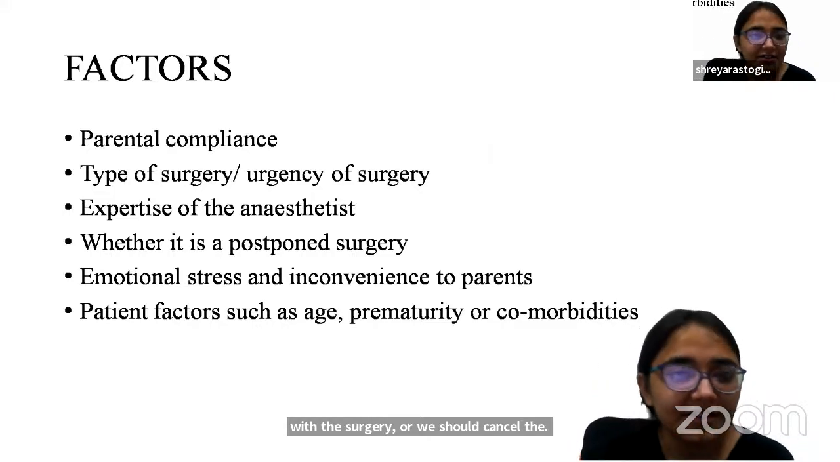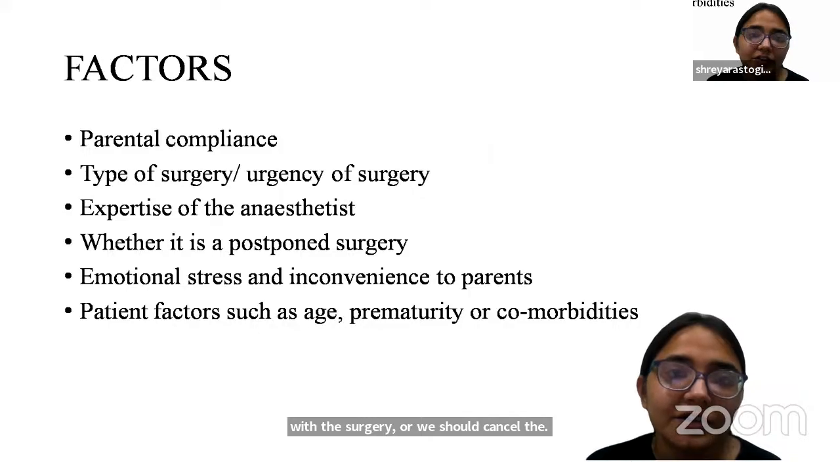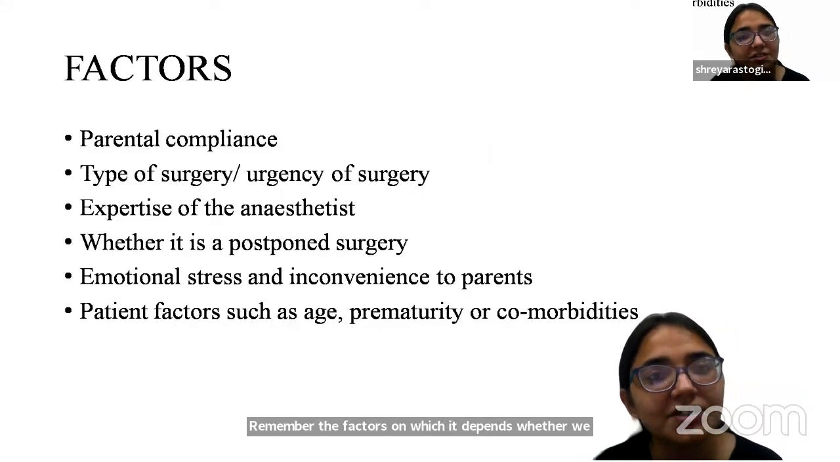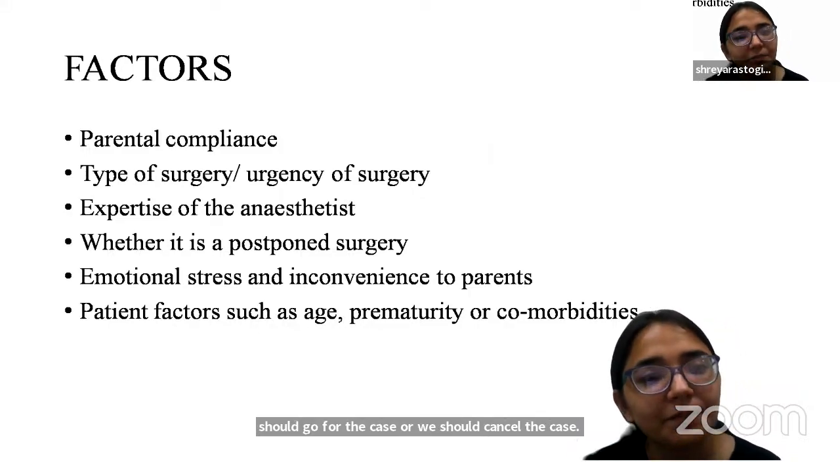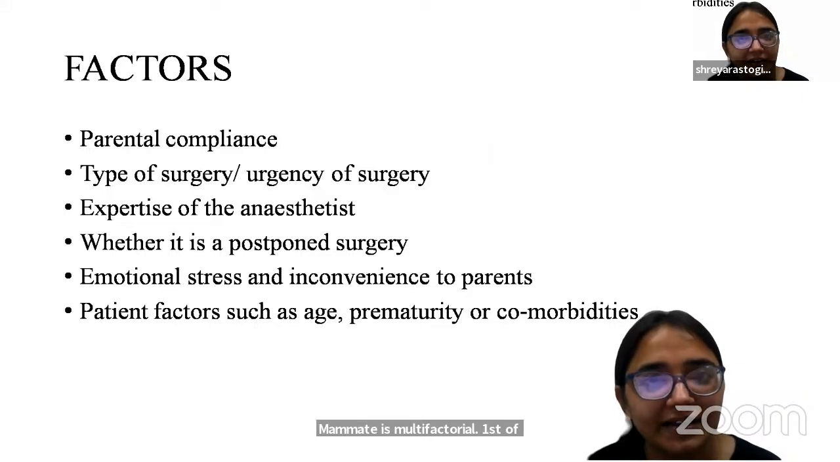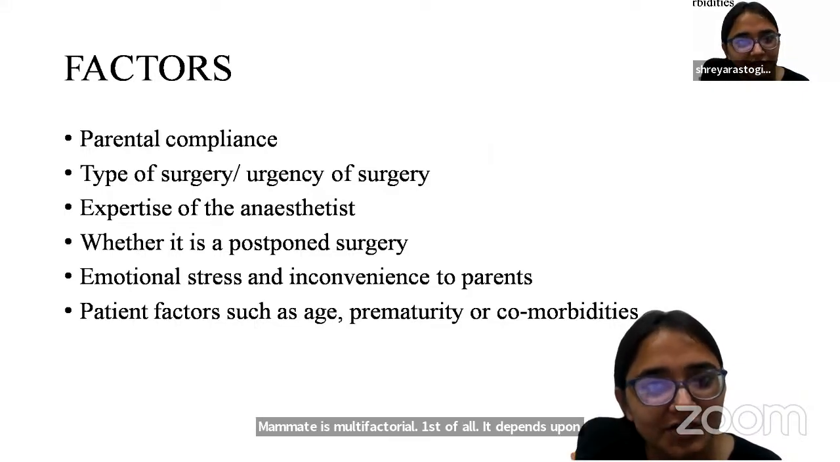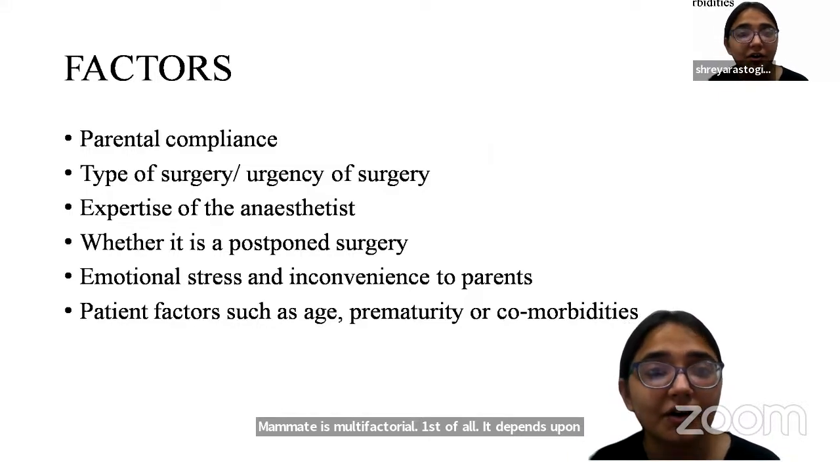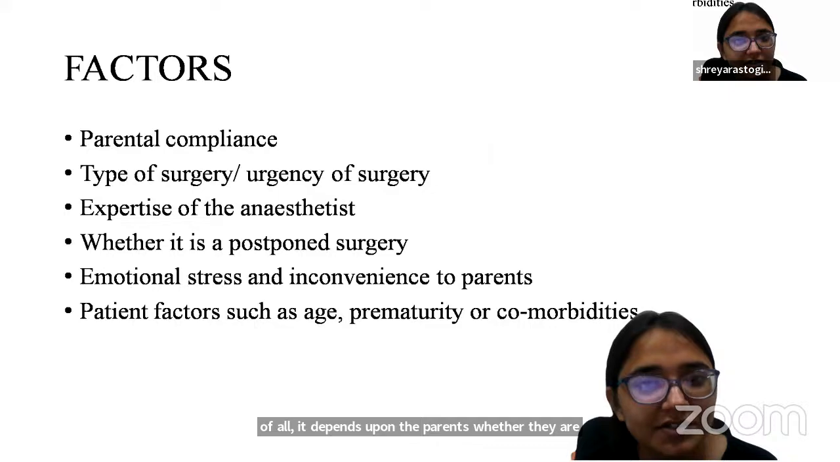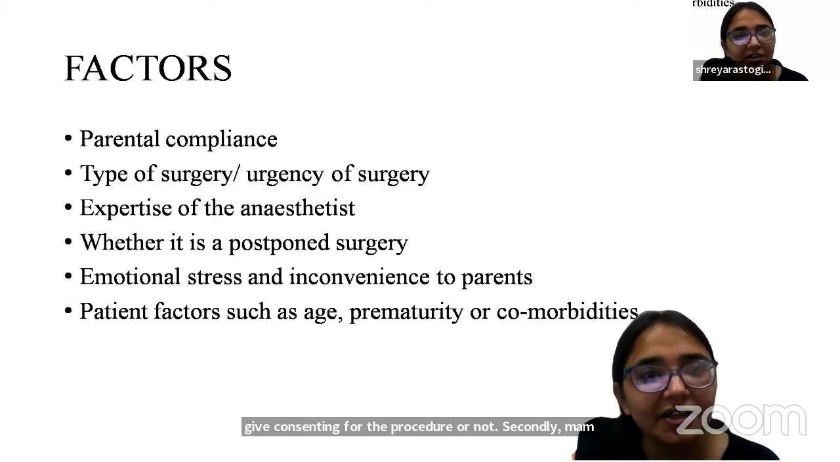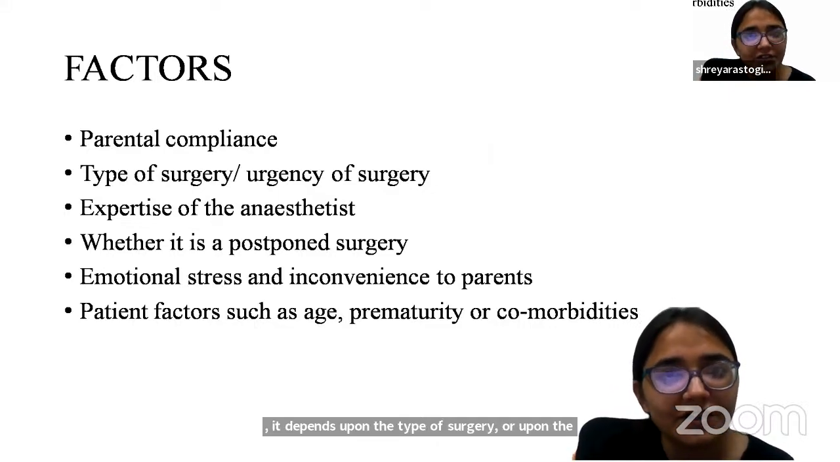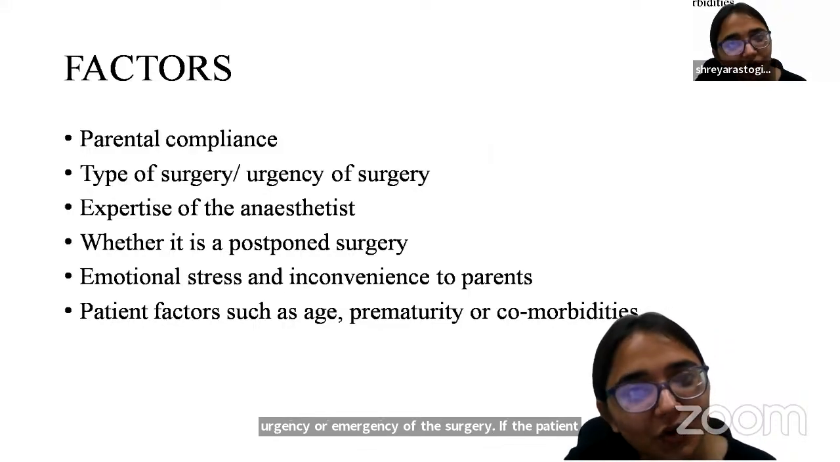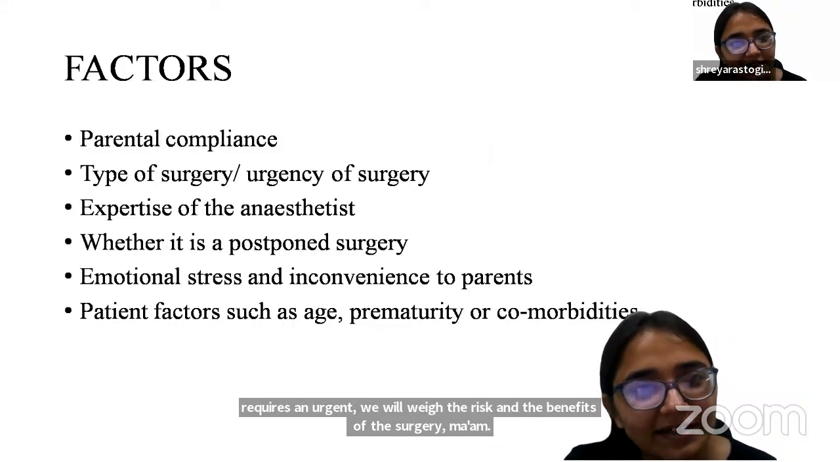Ma'am, the factors on which it depends whether we should go for the case or cancel the case are multifactorial. First of all, it depends upon the parents' compliance, whether they are consenting for the procedure or not. Secondly, it depends upon the type of surgery or the urgency or emergency of the surgery. If the patient requires an urgent surgery, we will weigh the risk and the benefits of the surgery, ma'am. And then it also depends upon the expertise of the anesthetist.